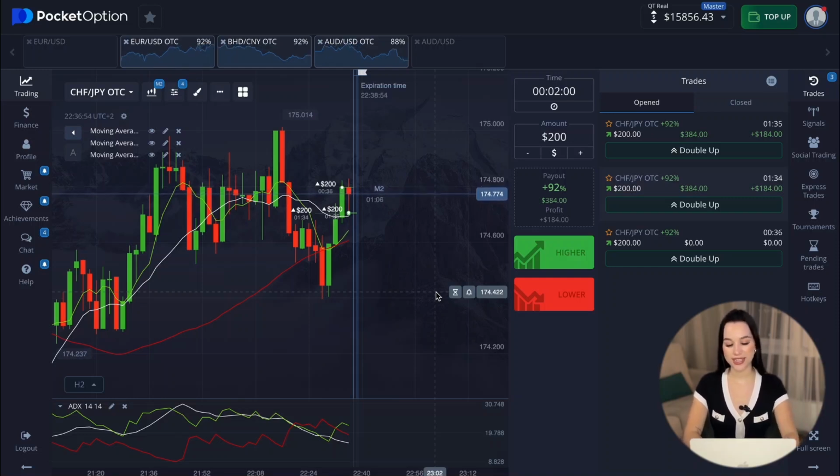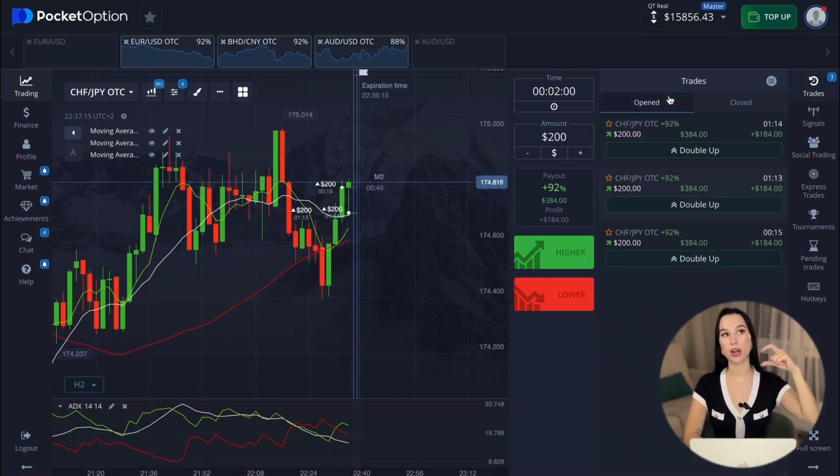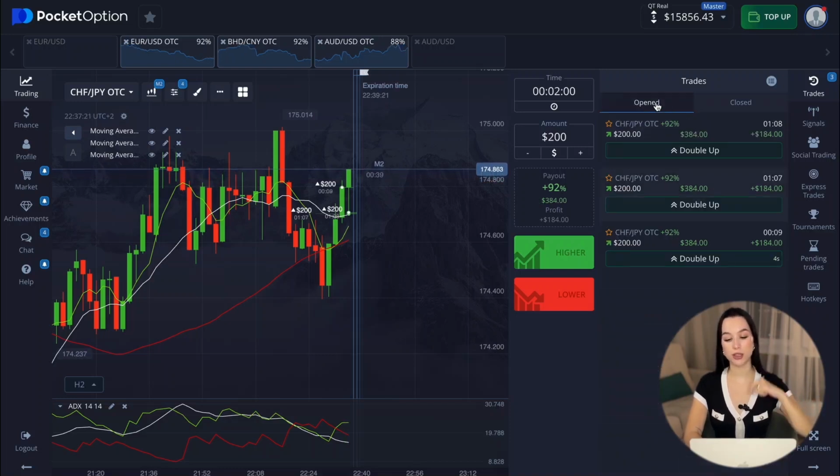So for example, for ADX indicator, if the red line of ADX is above the green line of ADX, it means that the downward trend is stronger right now, and you should probably open a trade down. And also if the white line of moving average intersects or is just going down in the same direction with the red line of moving average, it also could mean that our chart will go lower.